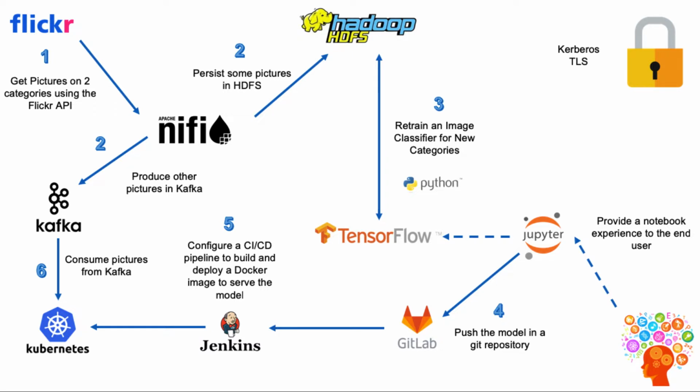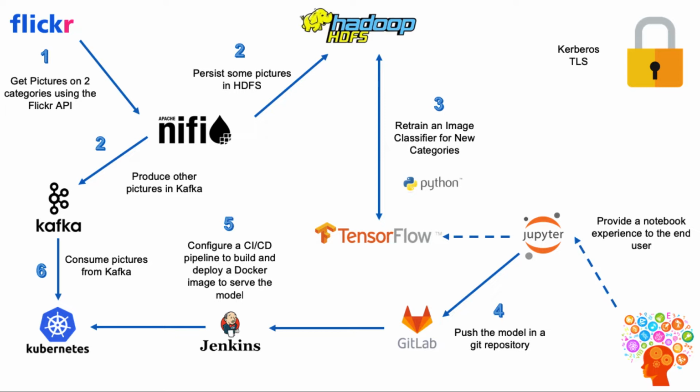Whenever we have our model ready, we'll push it in a new GitLab repository. Then we'll have our CI/CD pipeline running on Jenkins that will build a new Docker image based on this model. And finally, we'll start this application on Kubernetes, and we'll use two different features. One where we can upload a picture manually and it tells us if it's a cat or a dog, and the other option, which is to consume the pictures from the Kafka topic and classify them automatically.